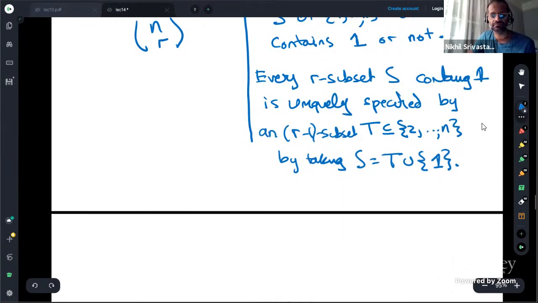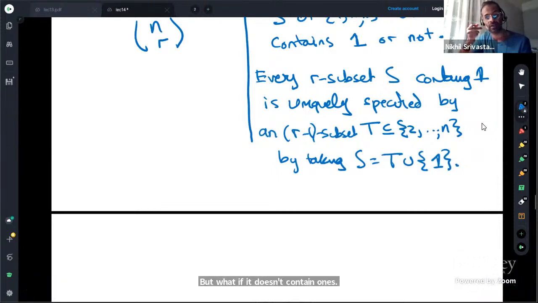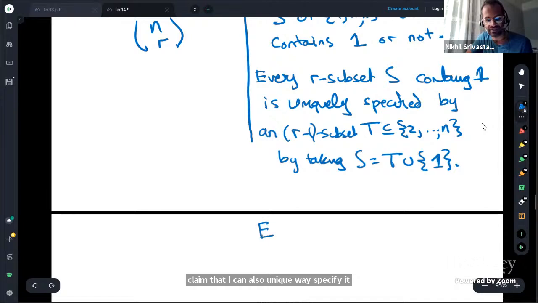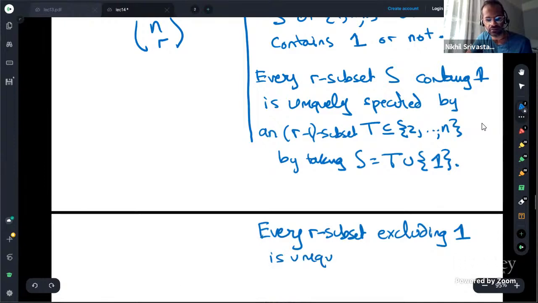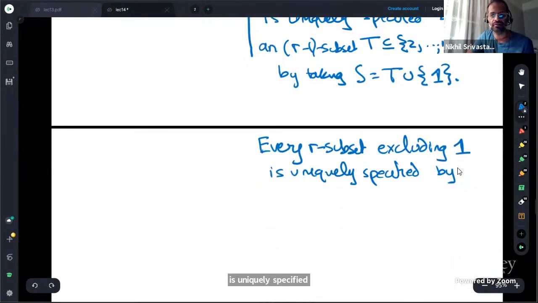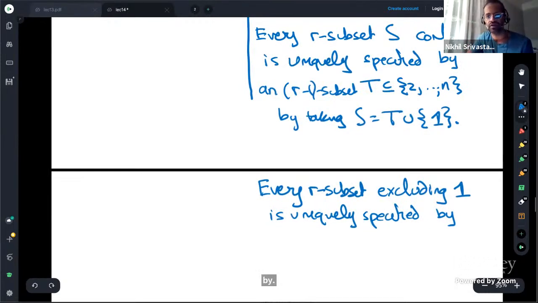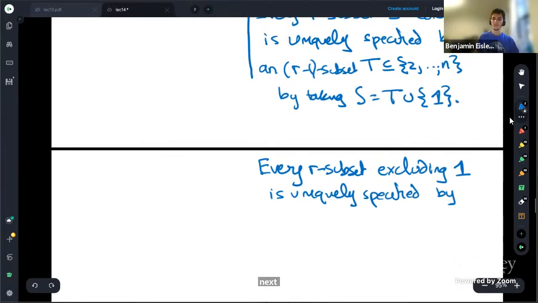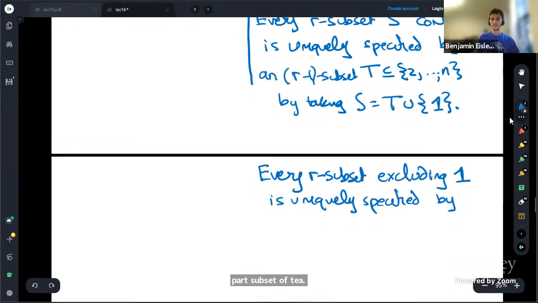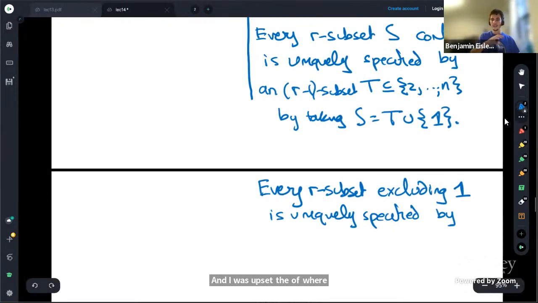But what if it doesn't contain 1? Well, if it doesn't contain 1, I claim that I can also uniquely specify it by looking at subsets of the rest of the elements, right? So every R subset excluding 1 is uniquely specified by what? Does anybody have any thoughts on what I'm going to write next? An R subset T. And R subset T of where? Of the set 2 through n, because we've got to pick R elements of the remaining ones.